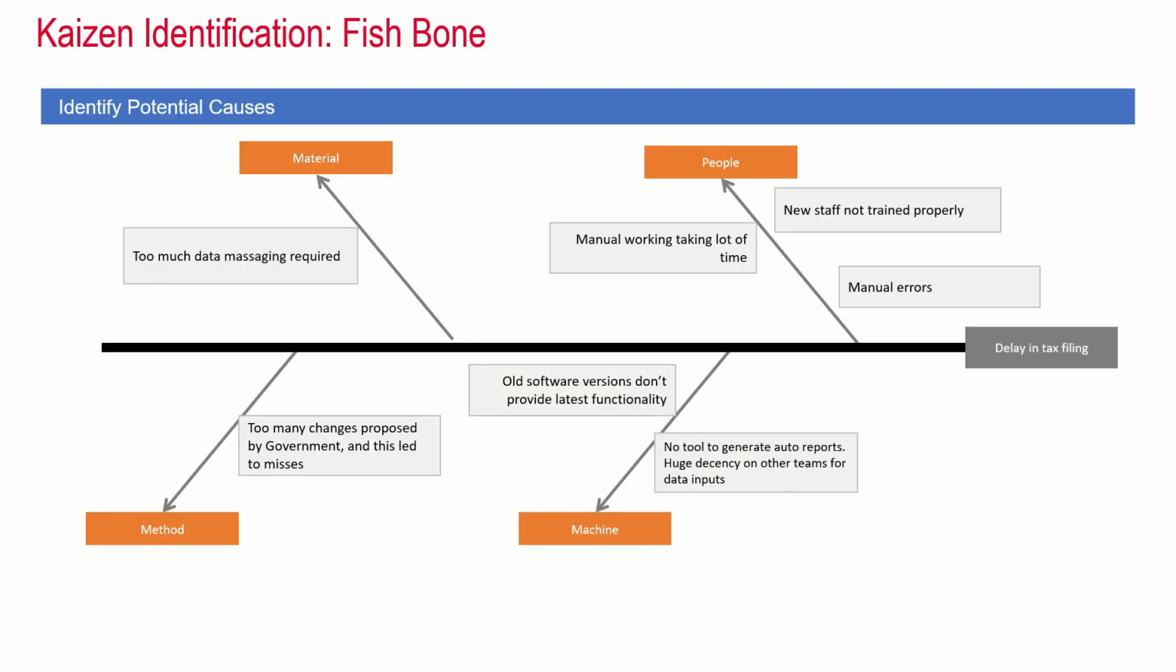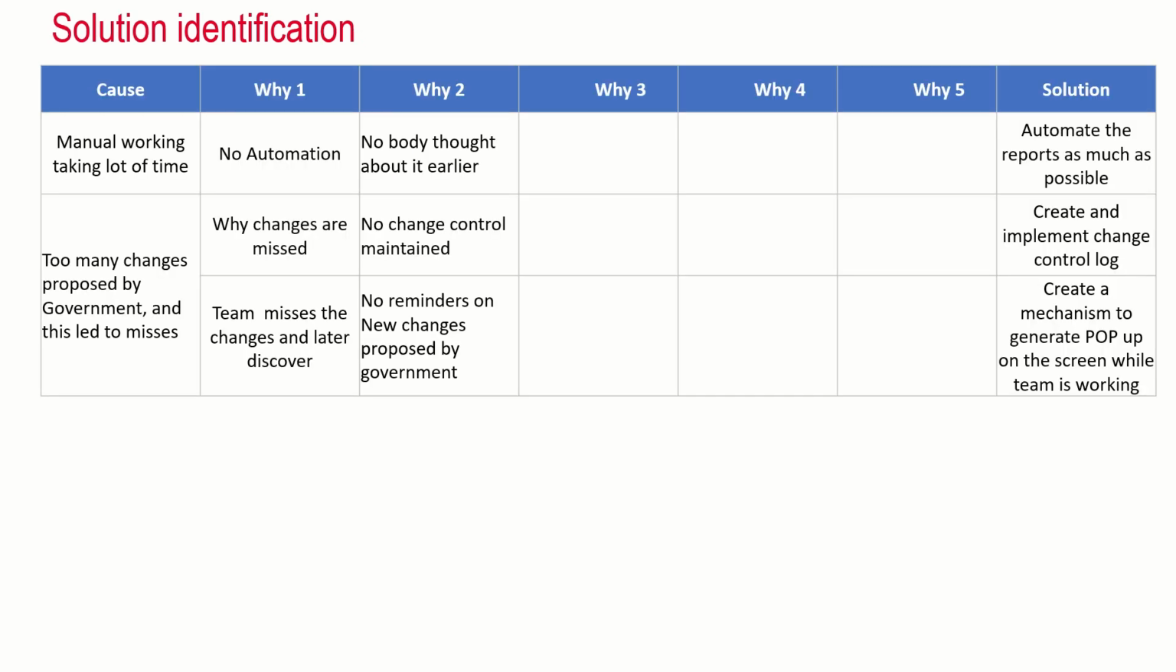Identifying the Kaizen with the help of a fishbone diagram: what is not right, why there is a delay in tax filing. There could be different sub causes to the main causes like people, material, method, and machine. Too much data massaging is required, manual working taking a lot of time, and all of these different potential causes can be identified. They are Kaizen opportunities.